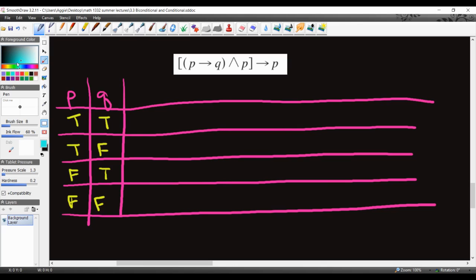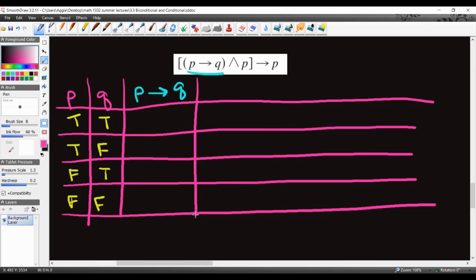Now we're going to see what else we have in here so we can go ahead and put it here. So I already have P, but I don't have this one. I don't have P implies Q. So I erased that. So I'm going to go ahead and do that first. So let's go ahead and do P implies Q.